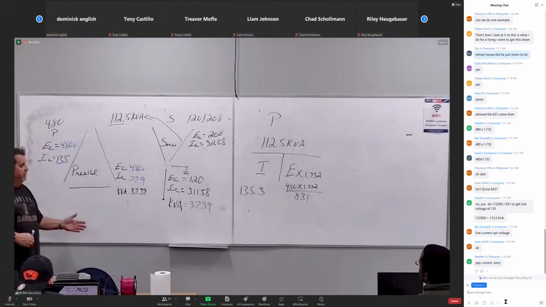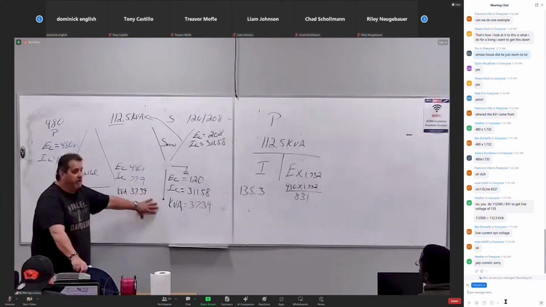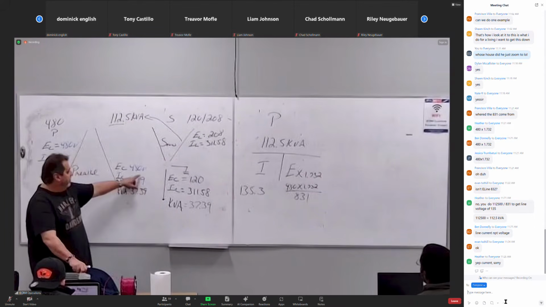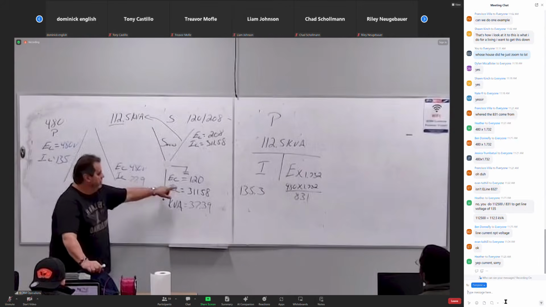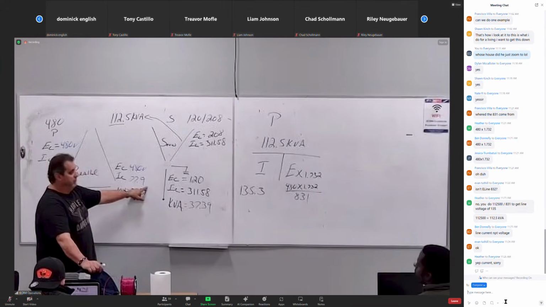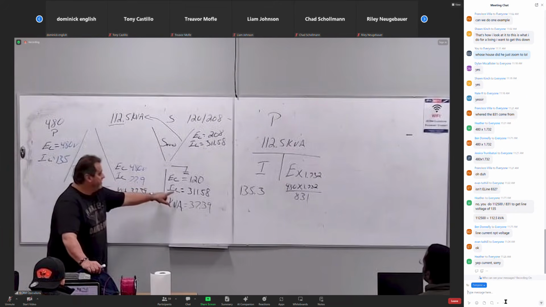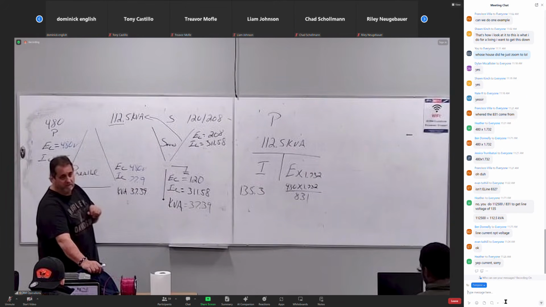Now, here's the great point. Where's the ratio? Here. Coil to coil. What's my voltage ratio? 4-to-1. Look at my current ratio. 1-to-4. Yeah, 1-to-4. Everything stays the same as if it were a single phase transformer.